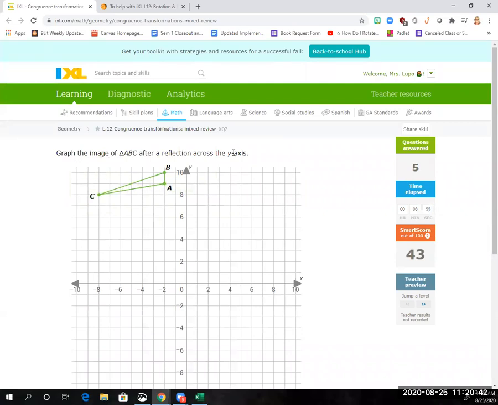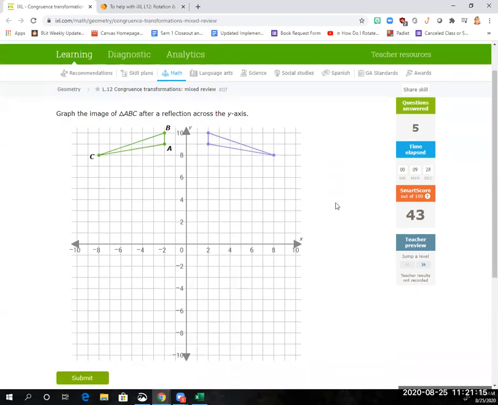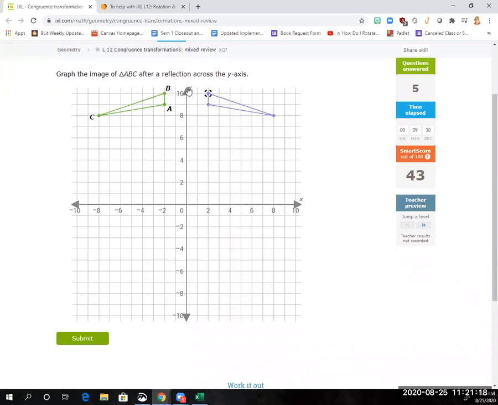Graph the image after reflection across the y-axis. Again, when you're doing reflection, you just want to see how far it is from that line. So here's my y-axis. So how far is it? It's 2 to the left. So I'm going to find its match, I'm going to go 2 to the right. For B, it's 2 to the left on that same line. Okay, and then I'm down on this line, and it's 1, 2, 3, 4, 5, 6, 7, 8. So I need to mirror image that. 1, 2, 3, 4, 5, 6, 7, 8. And there it is across the y-axis. If it asked for it across the x-axis, you would just measure from this line here.